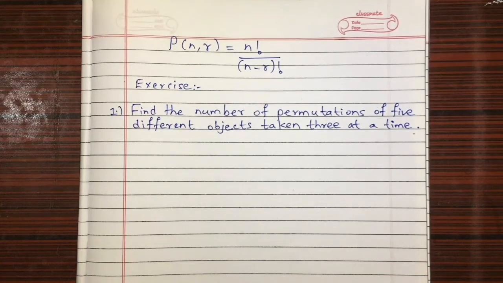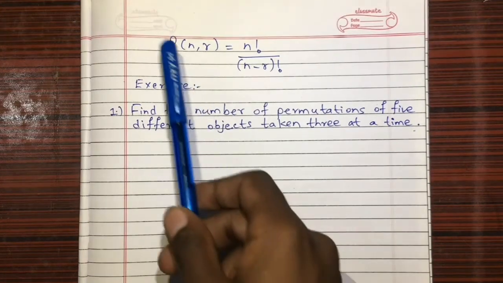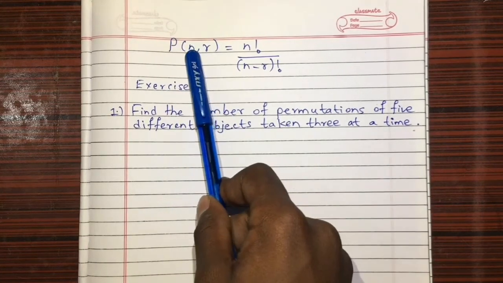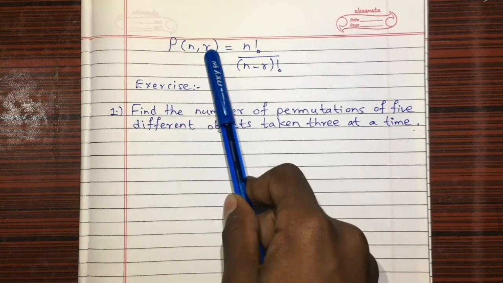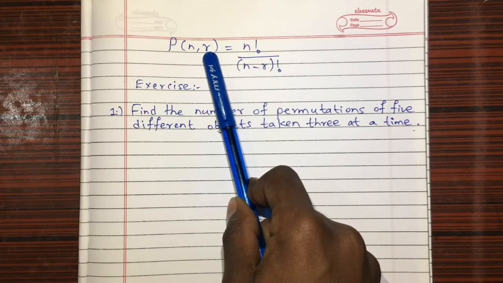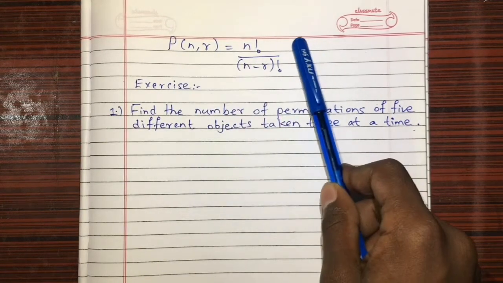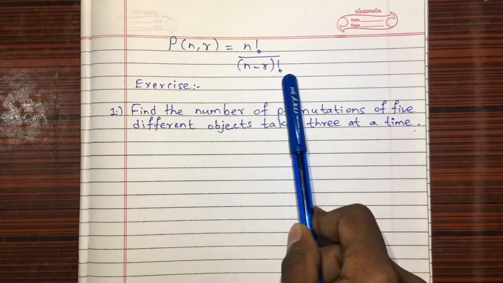Hello everyone, in the previous video we introduced permutation and we also studied a mathematical formula related to permutation. The formula looked something like this. Here P refers to permutation, n refers to the total number of objects, r refers to the number of objects to be arranged, and this is equal to n factorial over (n minus r) factorial.